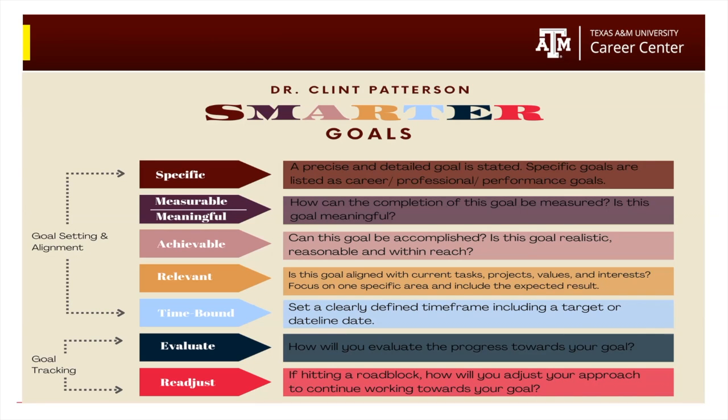In this model, he shared 7 steps on setting goals that consist of 2 big parts. First, goal setting and alignment. Second, goal tracking. There are 5 steps for goal setting and alignment: specific, measurable and meaningful, achievable, relevant, and time-bound. And then for the second part, goal tracking, there are evaluate and readjust.